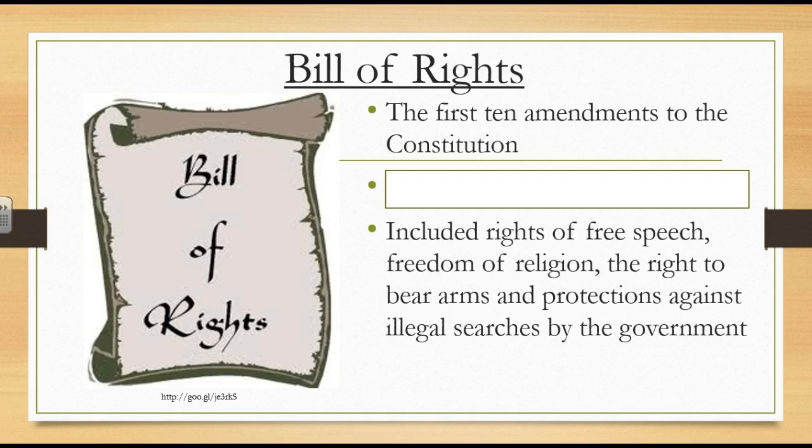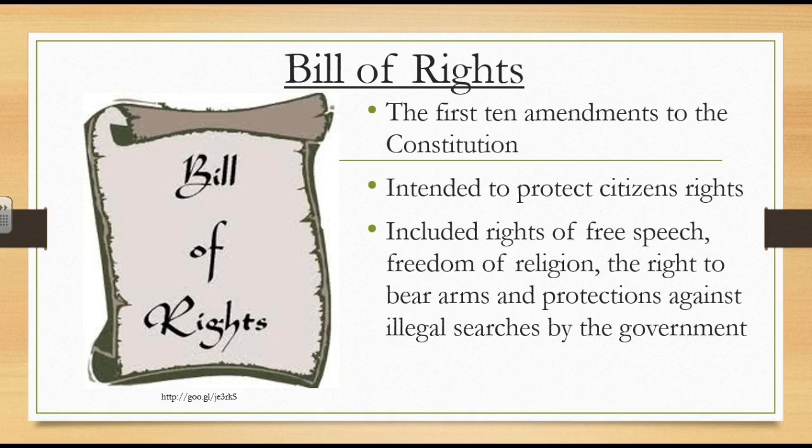Now, today, we have had 27 amendments to the Constitution since those original first 10. So those first 10 were written in 1789 or so. And since then, it's been hundreds of years, and there's only been 16 additional amendments since then. And the first 10 amendments to the Constitution are intended to protect your rights as an American citizen. They include things like freedom of speech, freedom of religion, the right to bear arms, and protections against illegal searches and seizures by the government.